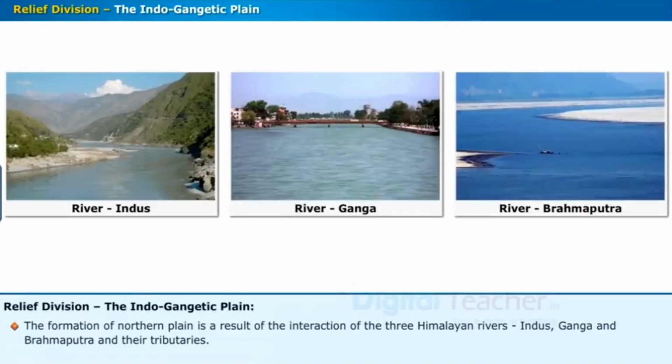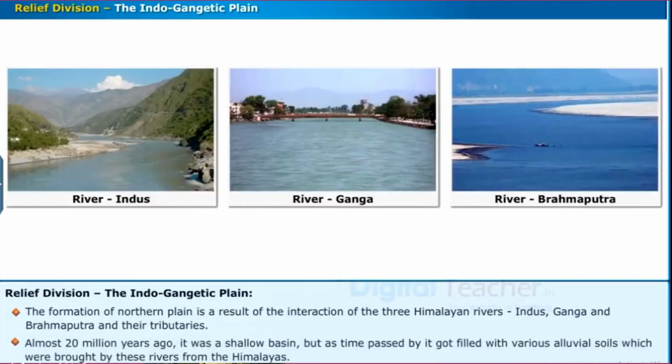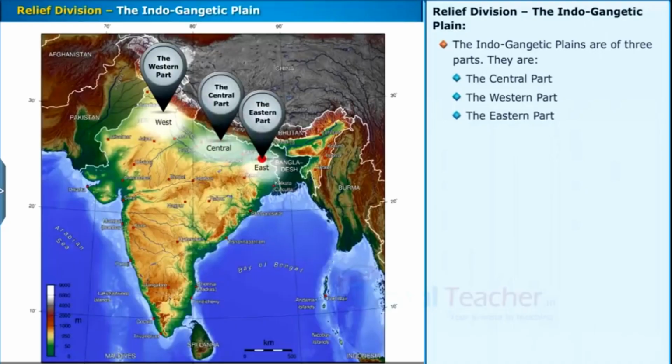The second relief division is the Indo-Gangetic Plain. The interaction of the Himalayan rivers, Indus, Ganga, Brahmaputra, and their tributaries resulted in the formation of the great northern plains. In the beginning, it was a shallow basin. It was filled with alluvial soil brought by the Himalayan rivers. The Indo-Gangetic Plain consists of three divisions: western part, central part, and eastern part.